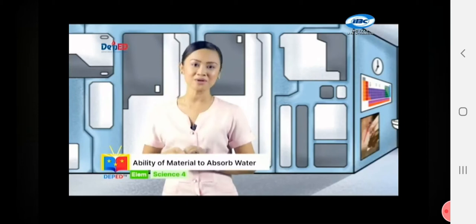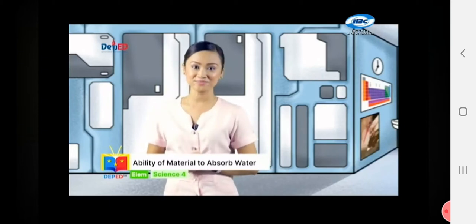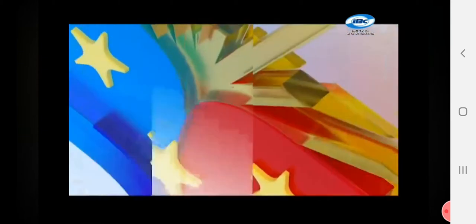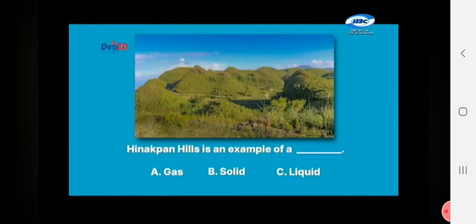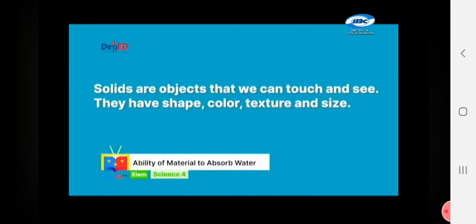Can you still remember the three forms of matter? Let's have a review. Hinakpanhils is an example of A, gas, B, solid, C, liquid. If your answer is B, solid, then you are correct. Solids are objects that we can touch and see. They have shape, color, texture, and size.